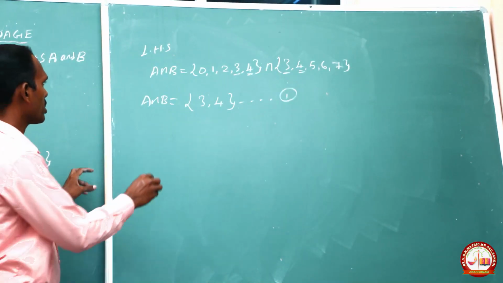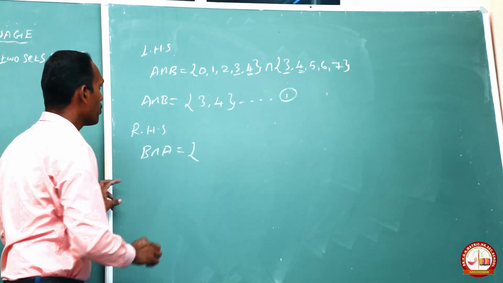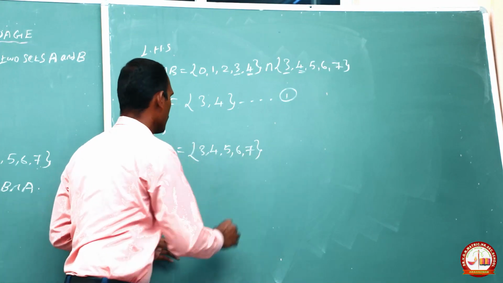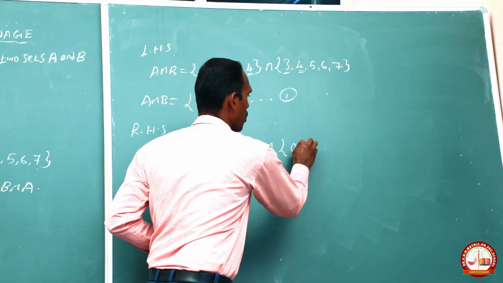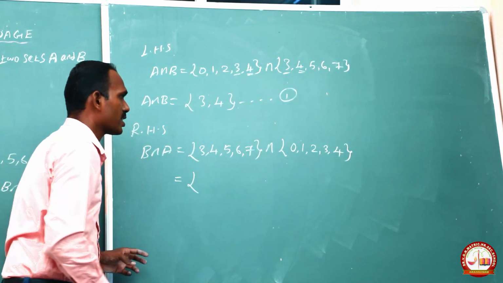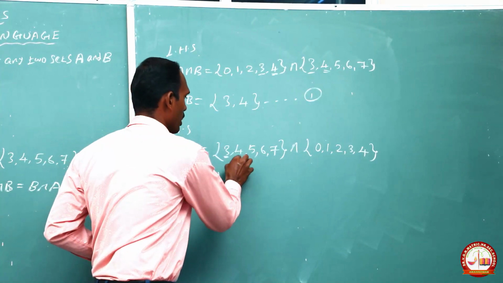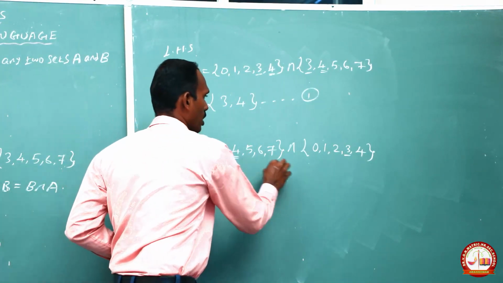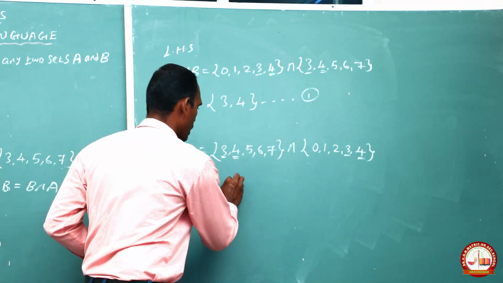Okay, next we go to the RHS. RHS equals B intersection A. Okay. So what is the B set of elements? 3, 4, 5, 6, 7. Okay, and then put the intersection symbol, and then you have to write the A set of elements: 0, 1, 2, 3, and then 4. I already told what intersection is. Intersection means common elements. So what is the common element here? You see here, here 3. Here is also 3, a common element. And then here you have the 4, here you have the 4. So 3 and 4 are the common elements. So we write 3 and 4.